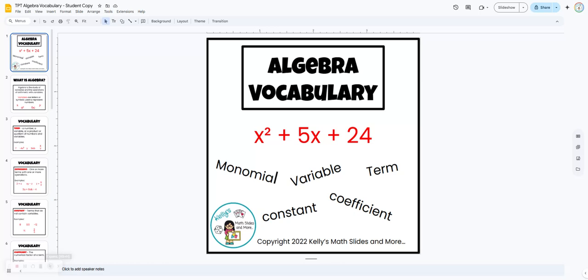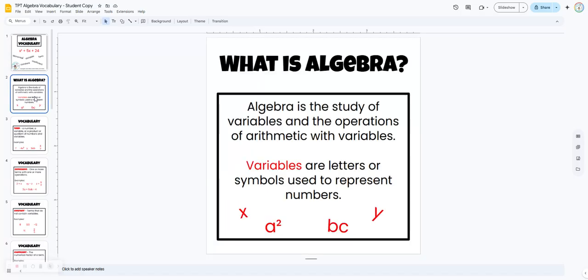Algebra vocabulary. This is a digital lesson, and this is a good introduction to your unit in algebra. So it introduces a lot of the vocabulary that the students are going to need to know. So the lesson starts with explaining what algebra is. It's the study of variables and the operations of arithmetic with variables. So here are some examples of variables. Variables are letters or symbols used to represent numbers.